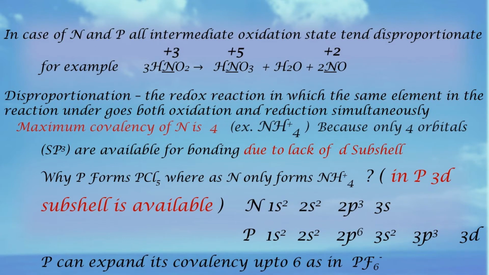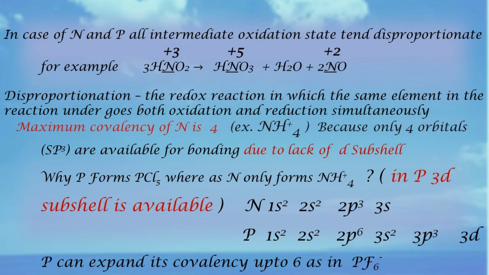Another important point of oxidation state is that nitrogen and phosphorus in all their intermediate oxidation states, that is, apart from -3 and +5 oxidation states, tend to disproportionate. I hope you know what disproportionation is. It is a redox reaction in which the same element in the reaction undergoes both oxidation and reduction simultaneously.